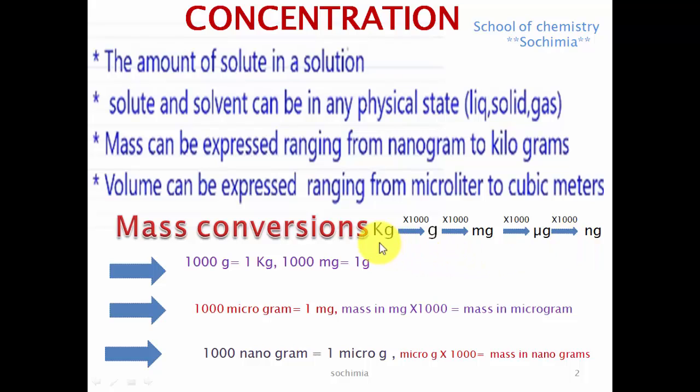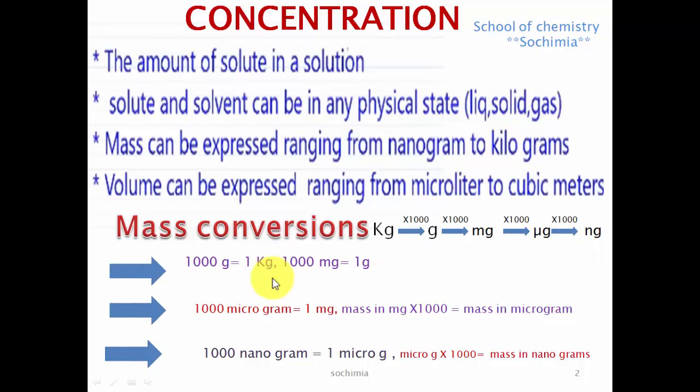Kilogram is the biggest unit here. The gram is 1000 times smaller than kilograms, so 1 kilogram contains 1000 grams, and 1 gram contains 1000 milligrams, and 1 milligram contains 1000 micrograms, and similarly nanograms. Nanograms are 10 raised to power minus 9 grams because from nanogram to gram we have 3 factors, and each factor is 1000 times, so 1000 into 1000 into 1000, we have 10 raised to power 9.